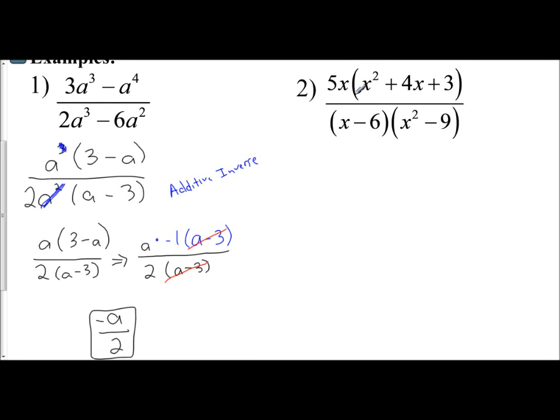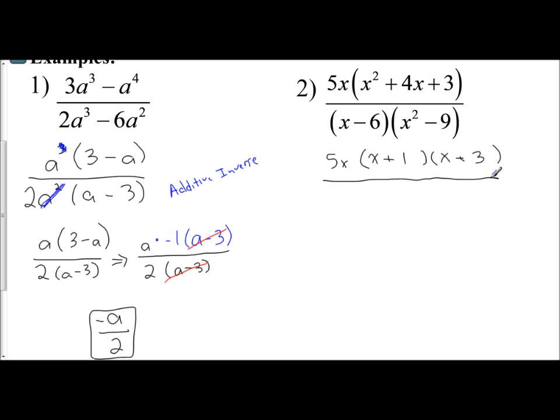I have 5x times x squared plus 4x plus 3 over x minus 6 times x squared minus 9. I'm going to factor the top. This 5x can just stay. I want to factor x squared plus 4x plus 3. So I want two numbers that multiply to give me 3, add to give me 4, and that's a positive 1 and a positive 3. So the top is 5x times x plus 1 times x plus 3.